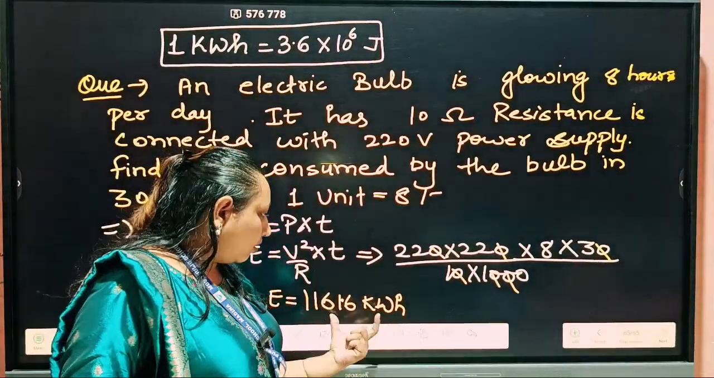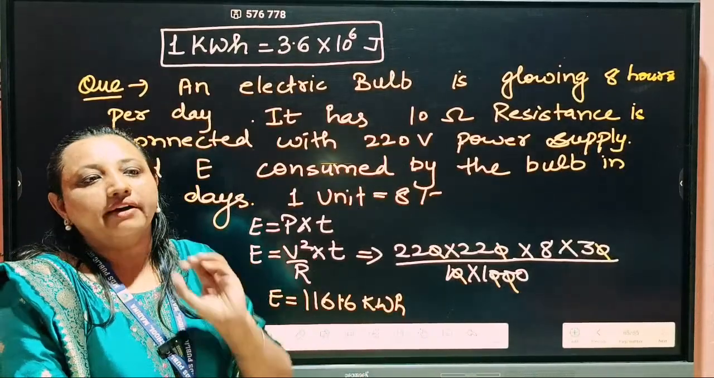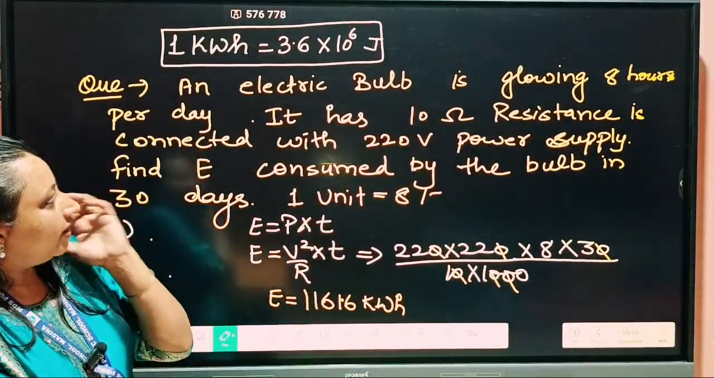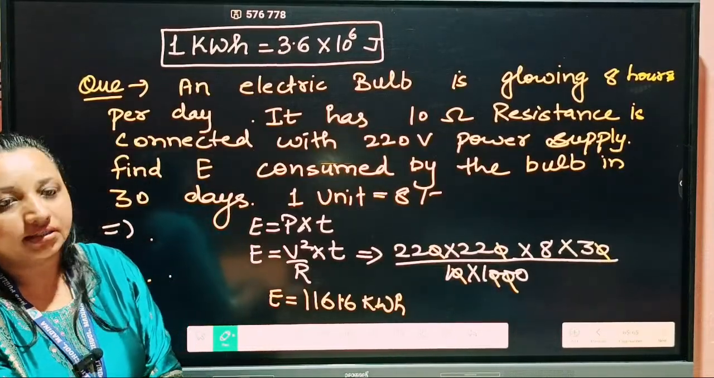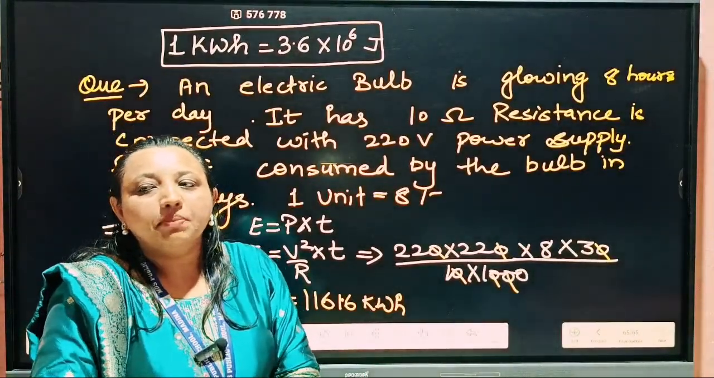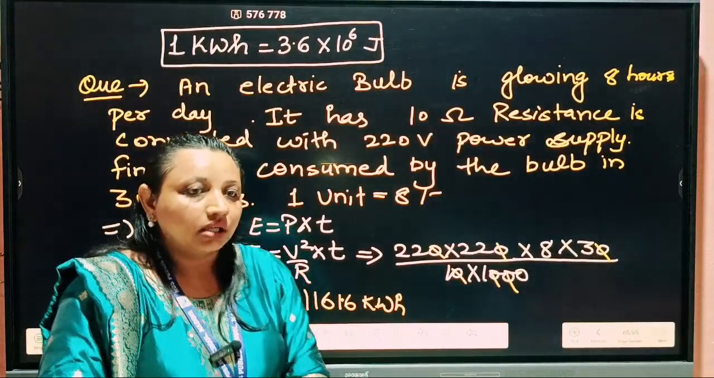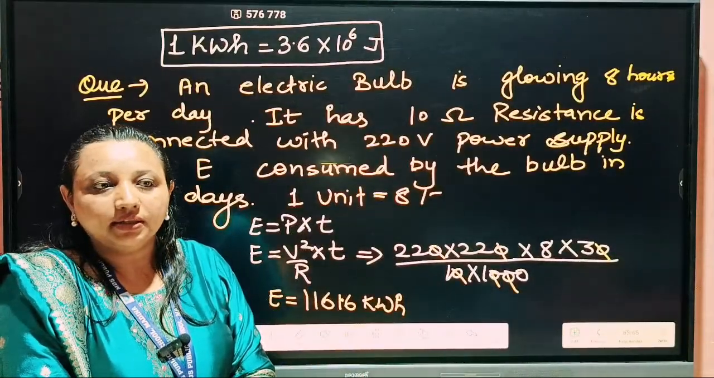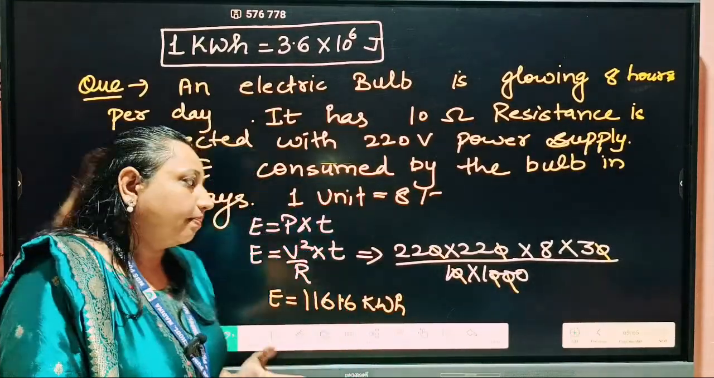If you multiply these units by 8, this is the amount that you have to give in 1 month for the consumption of an electric bulb having 10 ohm resistance which is connected with 220 volt power supply, right? So hence we can find the electrical energy. There may be a possibility that power is already given, then multiply that power with the time directly, right? So these are the concepts: electrical energy and electric power.